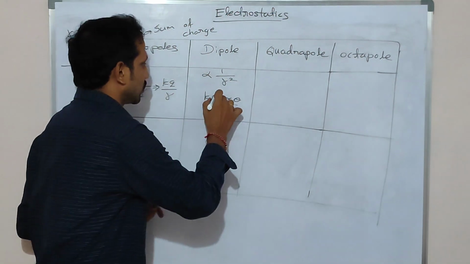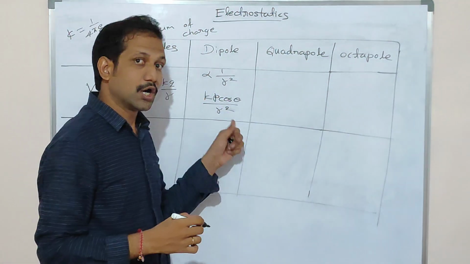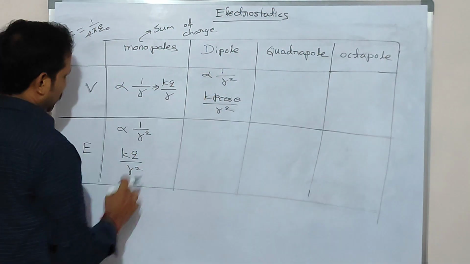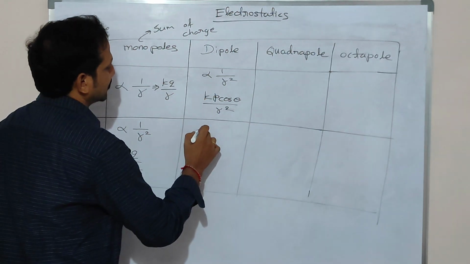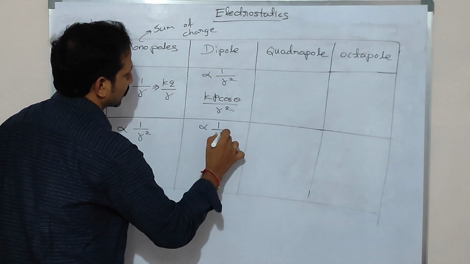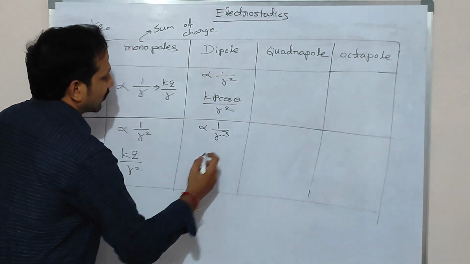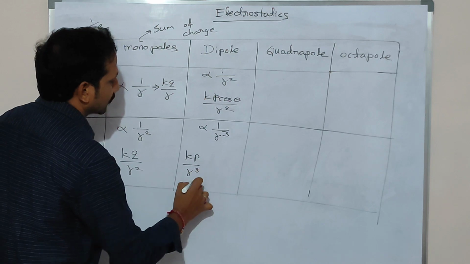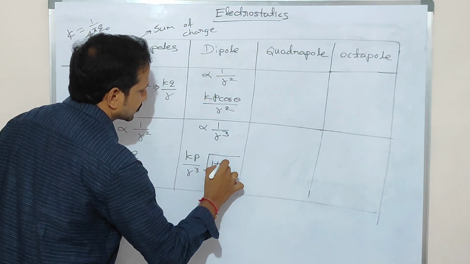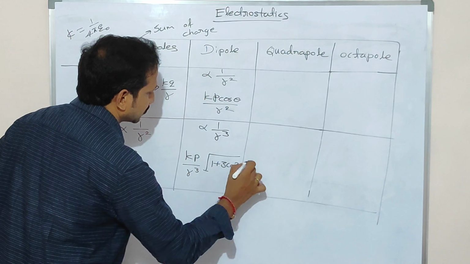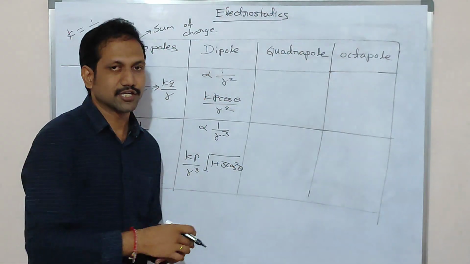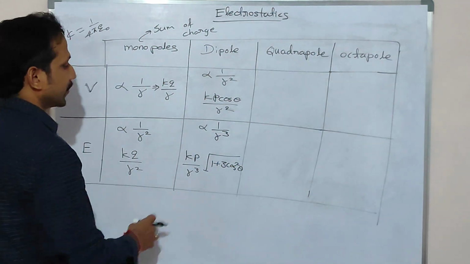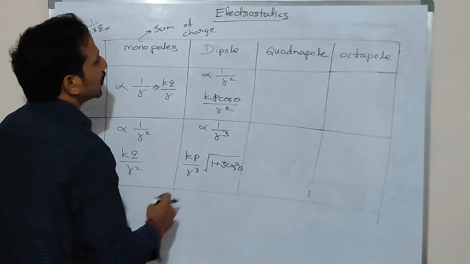Here, what is p? Small p is the dipole moment. How to calculate the dipole moment, I will explain after this. Due to a dipole, the electric field is inversely proportional to r cube, and the formula is k p by r cube into square root of 1 plus 3 cos square theta. Here theta is the angle made by the r vector with respect to the axis of the dipole. That we will discuss in the proof.